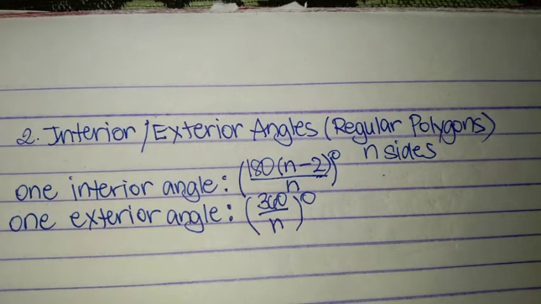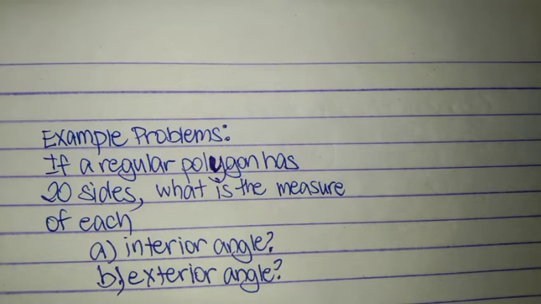So how can we apply these two formulas? Let's have examples. So here is an example problem. If a regular polygon has 20 sides, what is the measure of each? Letter A, interior angle. B, exterior angle.